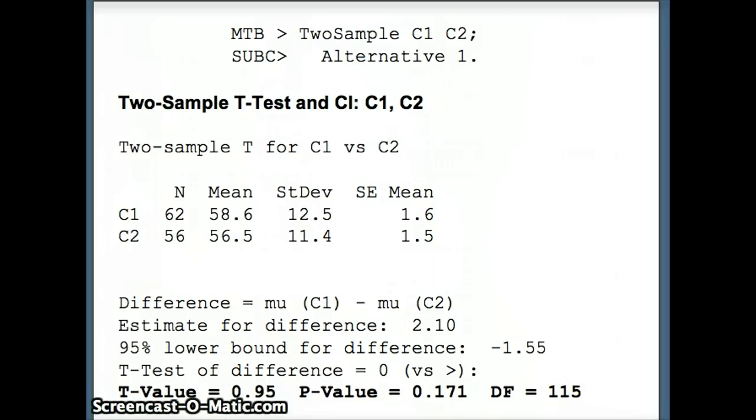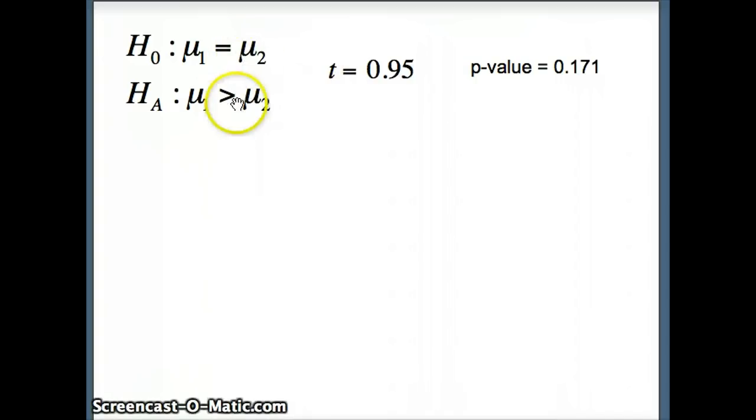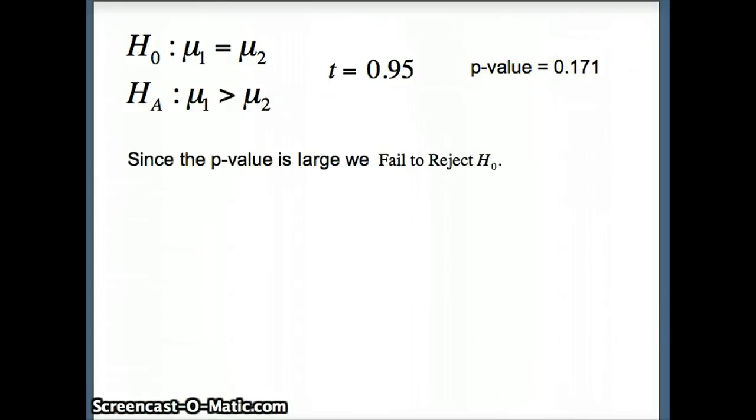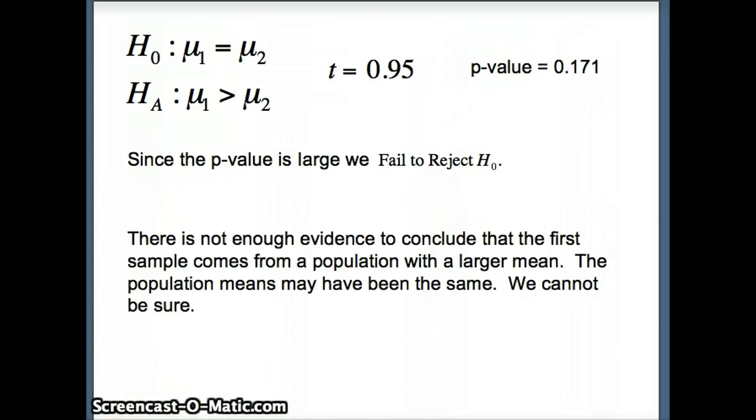So what is our conclusion? Again, mu1 equals mu2 versus mu1 is greater than mu2. Test statistic T, p-value is 0.171. We say since the p-value is large, we fail to reject H0, and there is not enough information to conclude that the first sample comes from a population with a larger mean. The population means may have been the same. We cannot be sure. So we have to hold on to H0 as probable or likely or possible, but we cannot throw it out because there's not enough evidence for us to say that it's not true. And that will conclude this presentation.